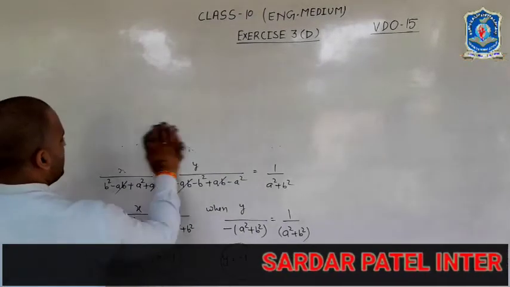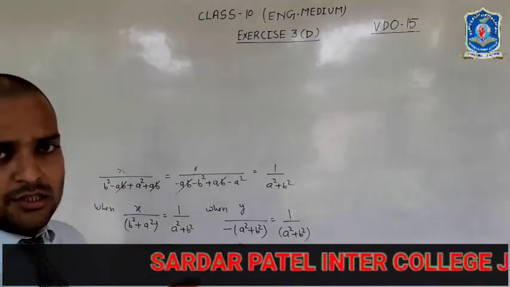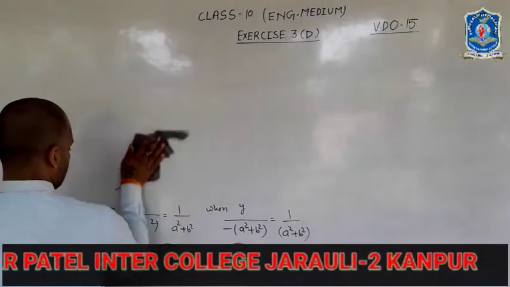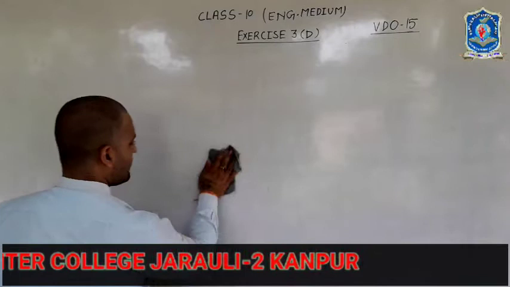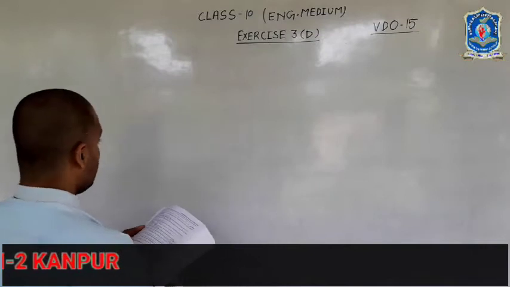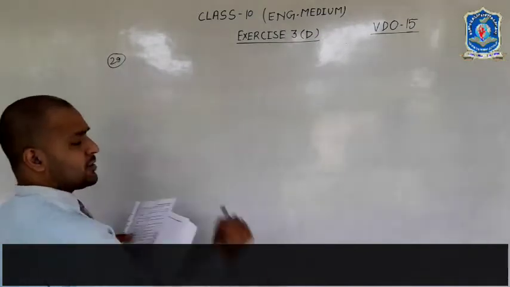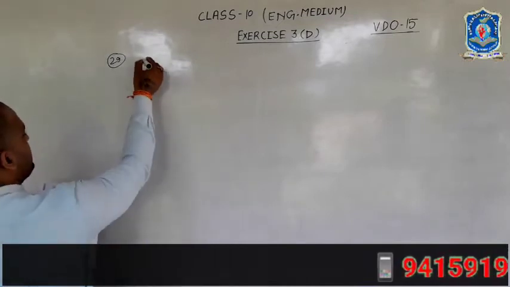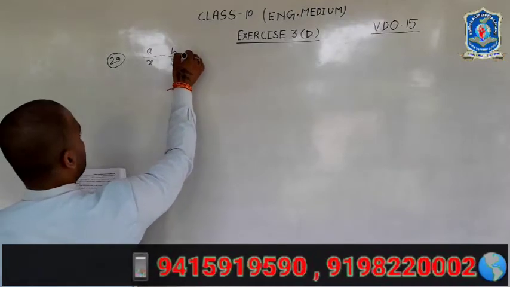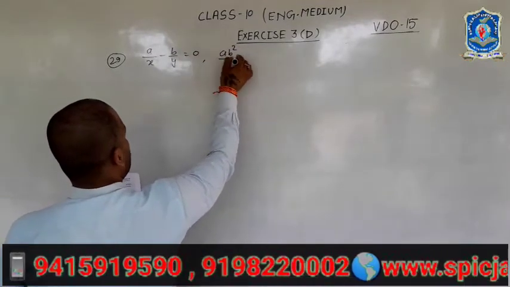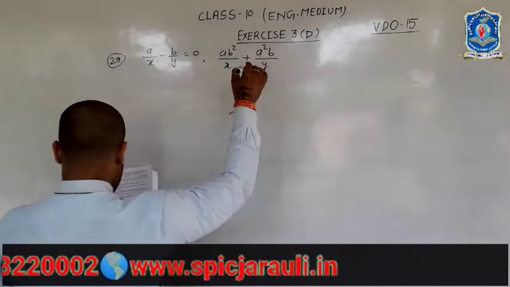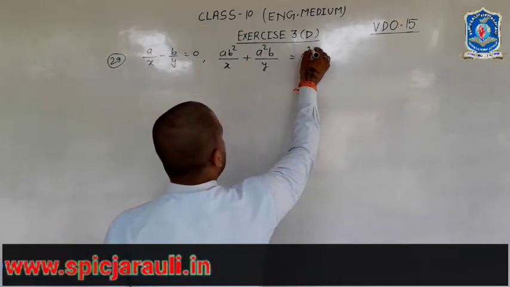Question number 29. If you want to note this question, pause the video and note it. Now see, what is question number 29? Question number 29 is: a upon x minus b upon y is equal to 0, and the second one is ab square upon x plus a square b upon y is equal to a square plus b square.